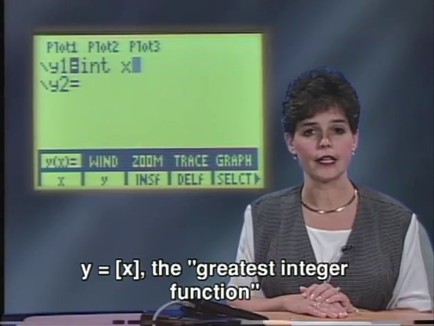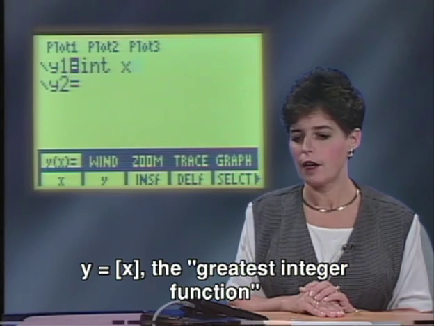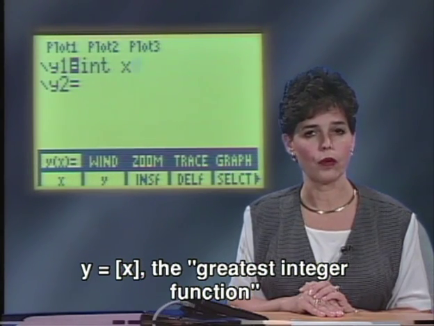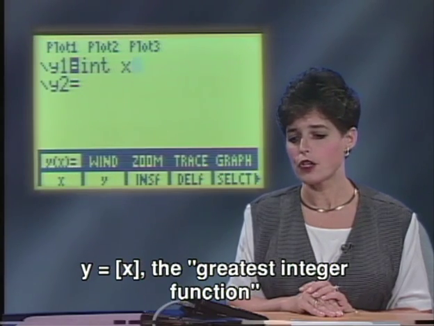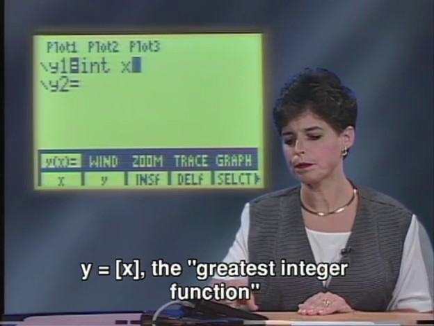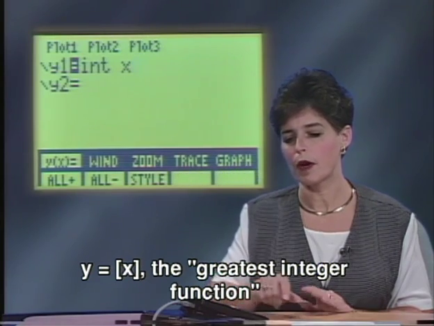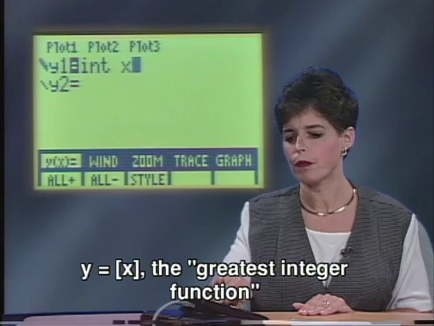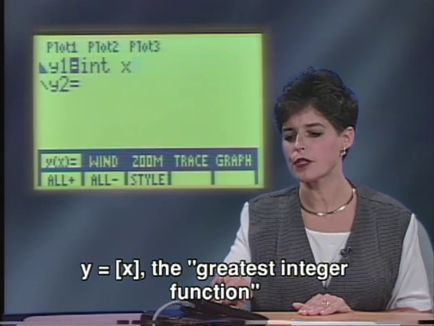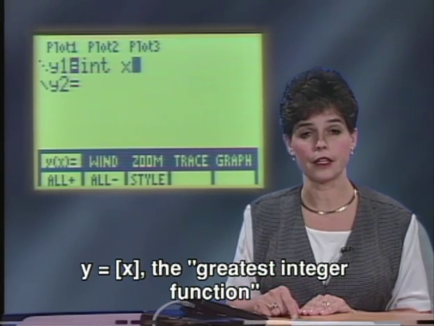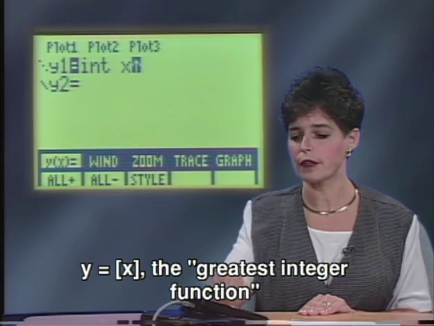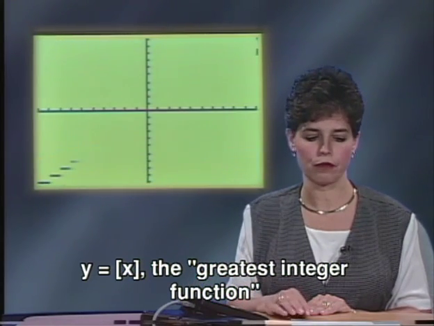there it is, int x. Now, this is another function that should always be drawn with the dot mode. So I'm going to go to Style by pressing my More key, go to F3, and press it enough times that over there on the left you see a dotted line instead of a solid line. Now I'm ready to go to Graph. Second, F5 to Graph.